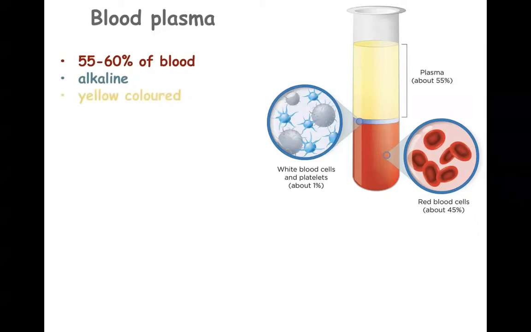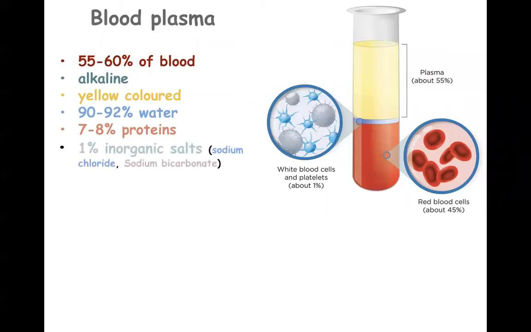It is a yellow colored liquid, and 90 to 92% of this liquid is nothing but water. So the majority of this liquid is water. It has 7 to 8% proteins. It has 1% inorganic salts, and most of the inorganic salts happen to be sodium chloride and sodium bicarbonate, which are also responsible for its alkaline nature. It also has other components like glucose, amino acids, fibrinogen, hormones, urea, etc.